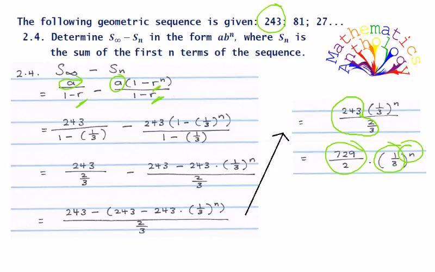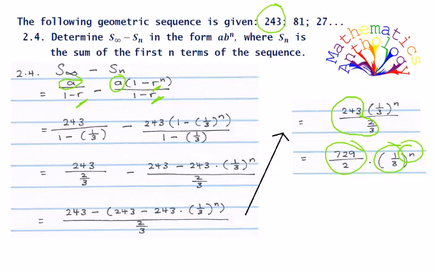Now you see you have two fractions and you're subtracting. You must remember that when you add or subtract fractions, you need to find an LCD and put them together. The lowest common denominator here is already found. It's 2 over 3. So we can put these two fractions together. So it's going to be as the numerator 243 minus everything on the top in the second fraction. 243 minus 243 times 1/3 to the power n.